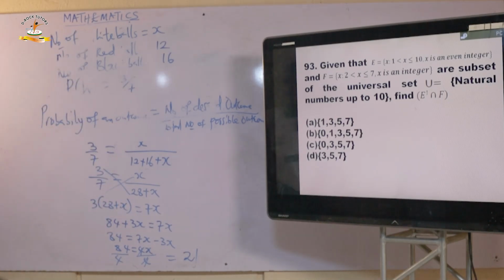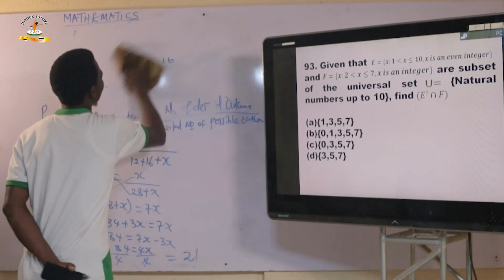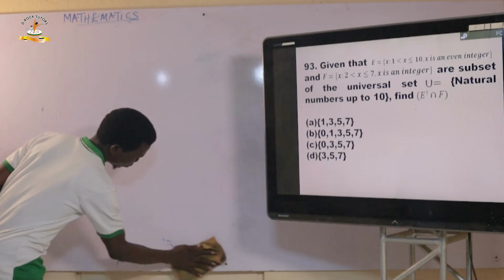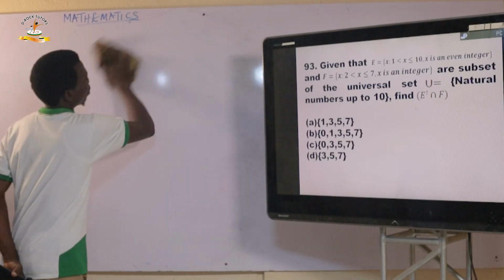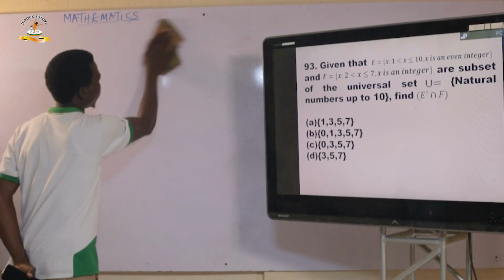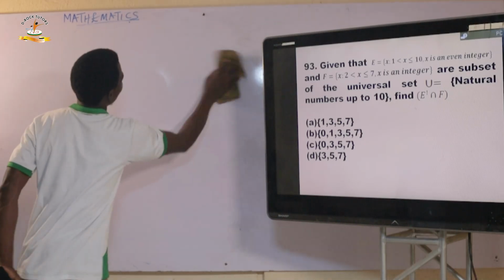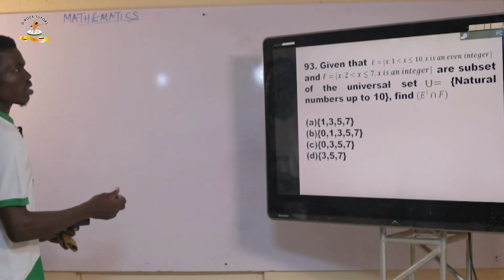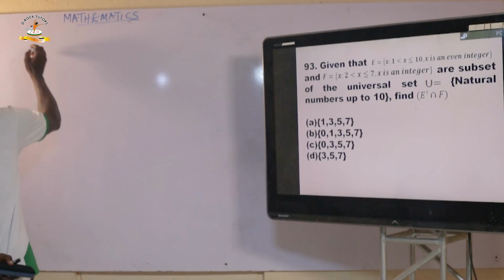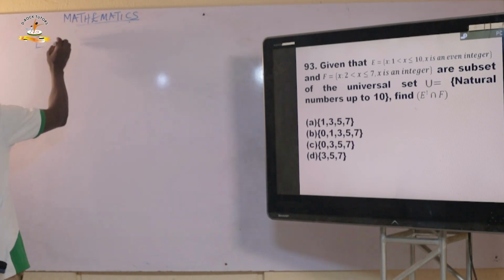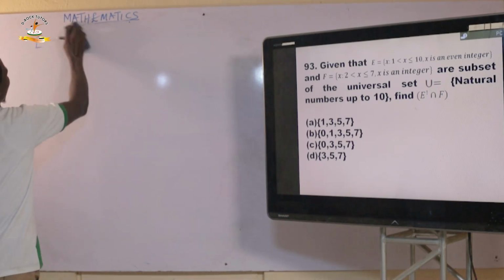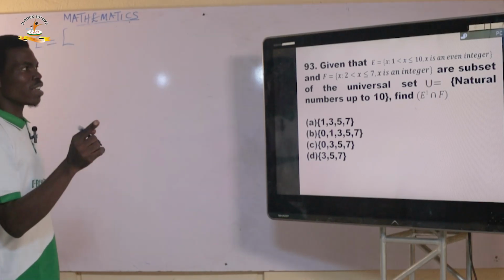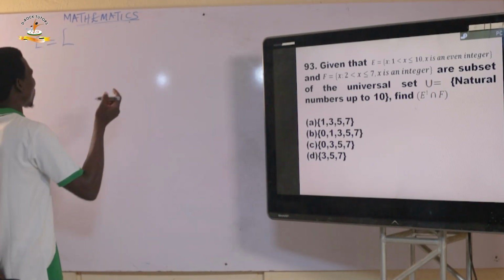So this is a sets problem, and let's do justice to that. We're given that A is X such that 1 is less than X. If we have to write all the elements of A, we say it is equal to... 1 is less than X, so we cannot start from 1. Since 1 is less than X, we start from 2.